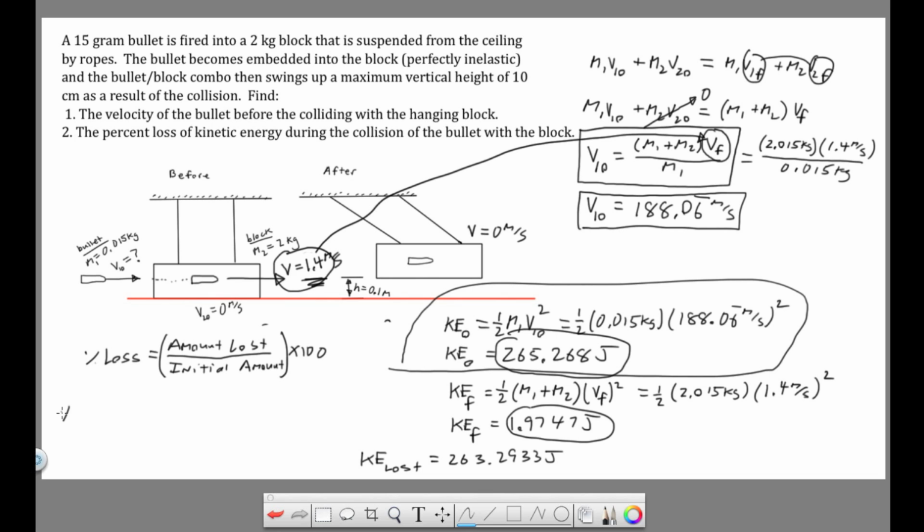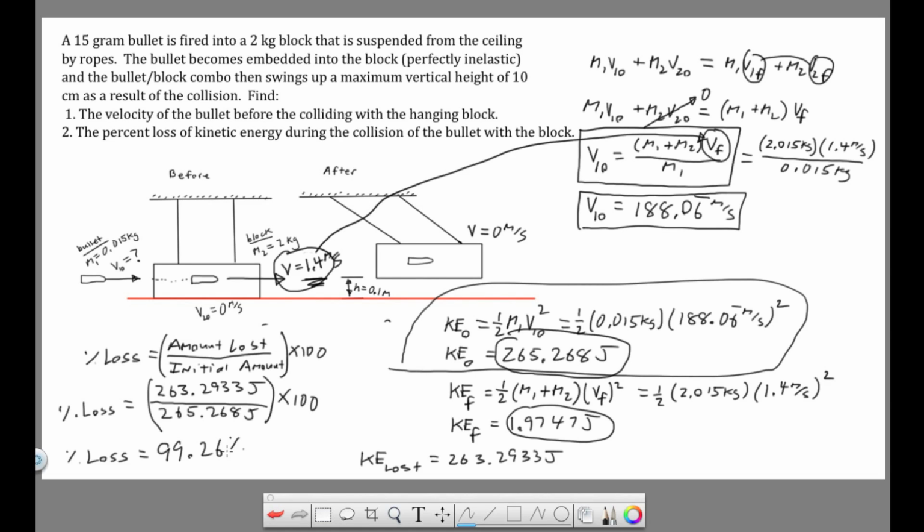So now to find the percent loss, we go to our percent loss equation. Percent loss is just the amount that was lost divided by the initial amount. So in this case, we lost 263.2933 joules, and the starting amount before the collision was 265.268. And then we multiply by 100 to get it in percent, and this gives us a percent loss of 99.26%. So almost 100% of the initial kinetic energy was lost.